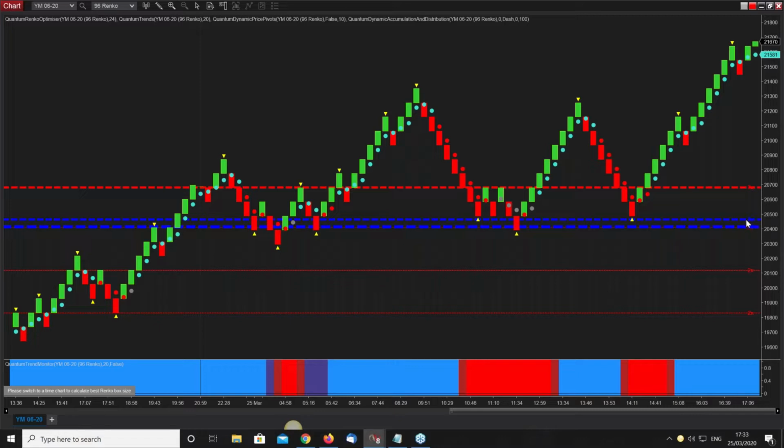The second point is this. Up at the top here, we've got a figure of 96. What does that mean? Basically, it means that each of these bricks is equivalent to 96 points on the YM. Now, if you're not familiar with the YM, the mini YM is $5 a point, and the large Dow is $25. These are futures contracts.